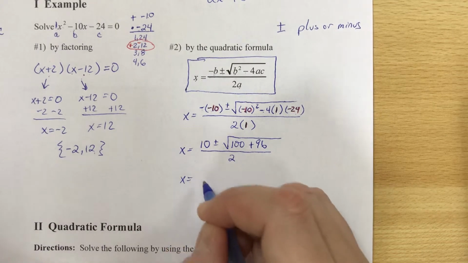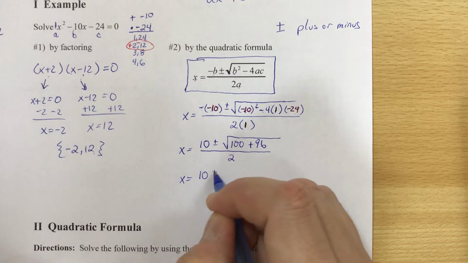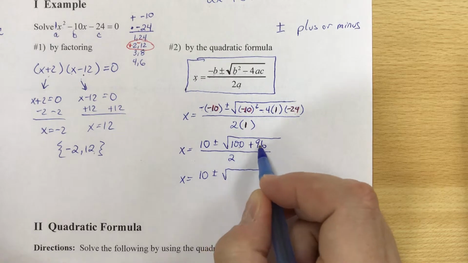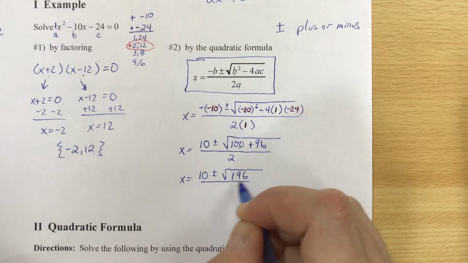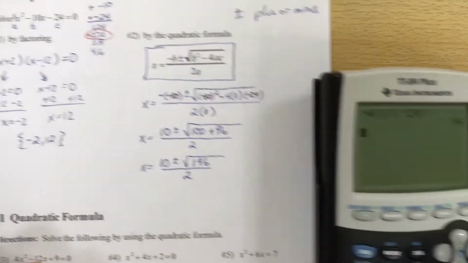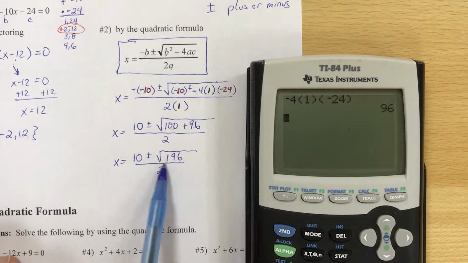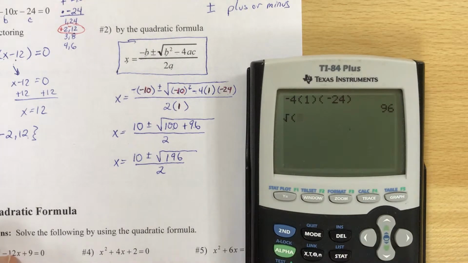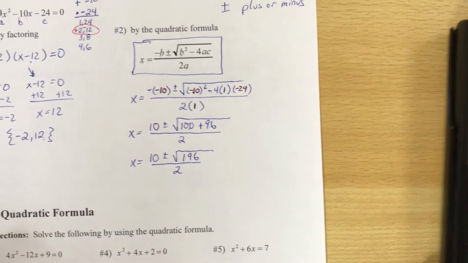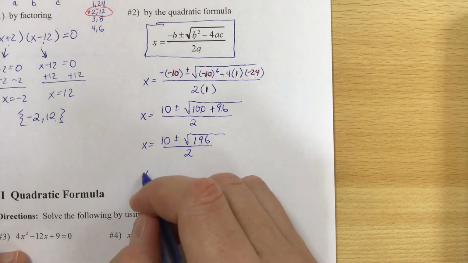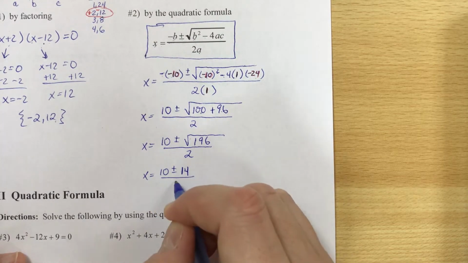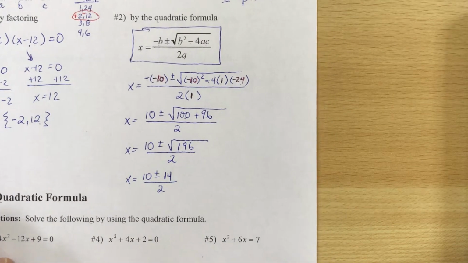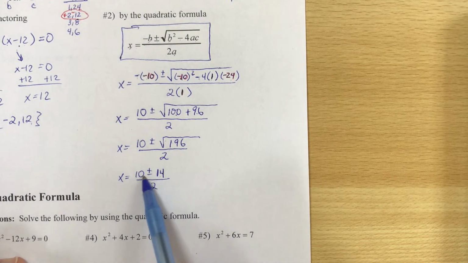Now look at how much shorter this is from the original expression. So let's keep simplifying. X equals 10 plus or minus square root. If you add these, they're both under the square root. We can add them. That's 196, all divided by 2. Now the square root of 196 is 14. Since that's a perfect square, we get 10 plus or minus 14, all divided by 2. And now at this point, we're ready to combine here.